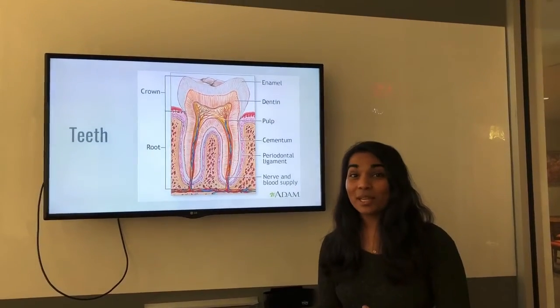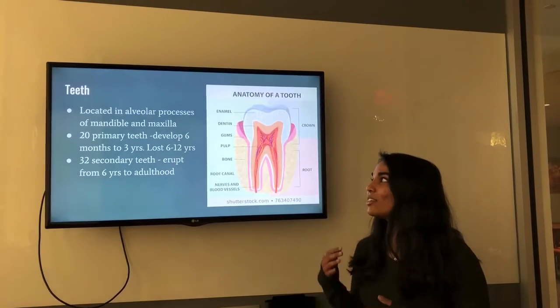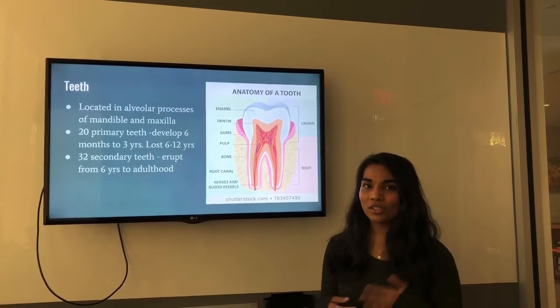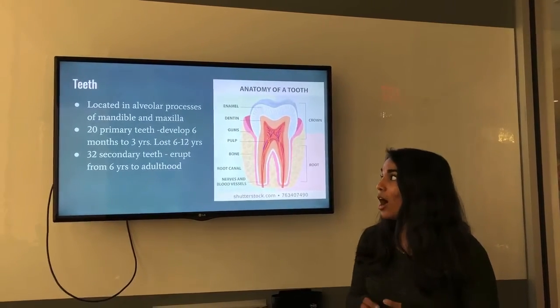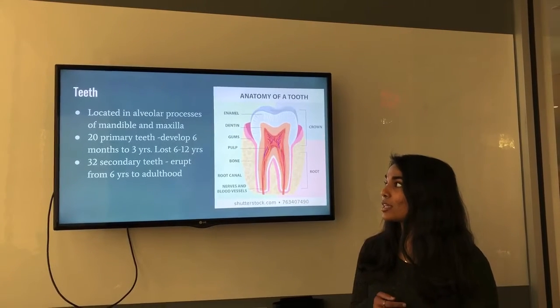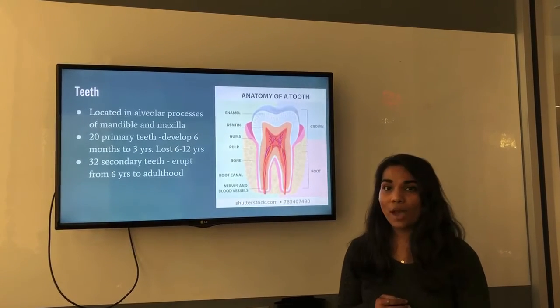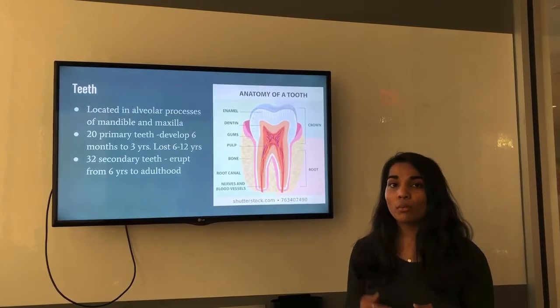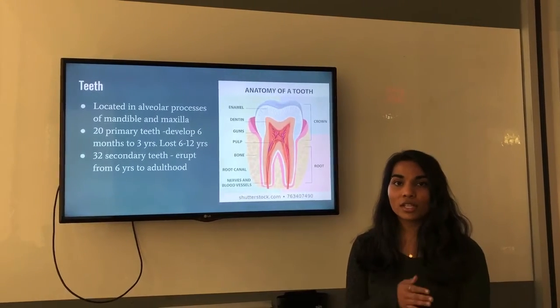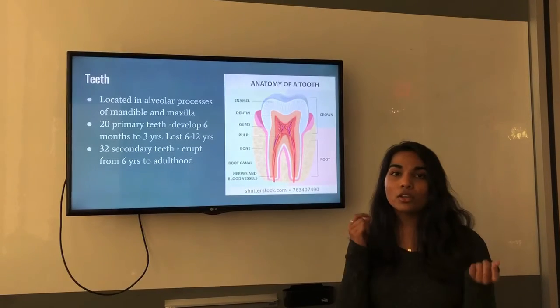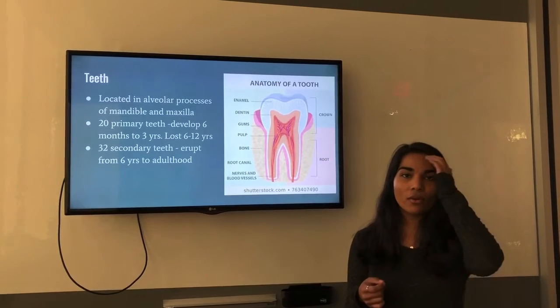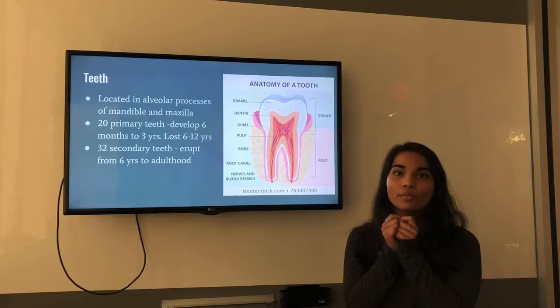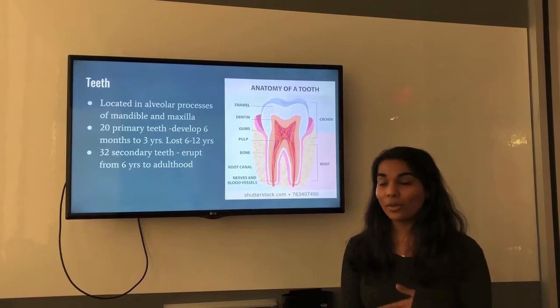So next we're going to be talking about the teeth. The teeth are located in the alveolar process, which is in the mandible and the maxilla. The first 20 teeth that you have in your mouth develop between 6 months and 3 years old, and you lose them from the ages of 6 to 12. So those are the teeth that you pull out, that are painful, and then you have a bloody little hole for a little bit, and then a few weeks later they grow back.